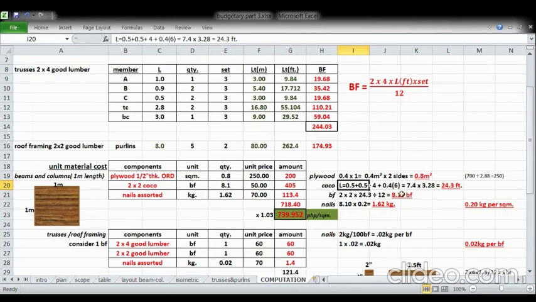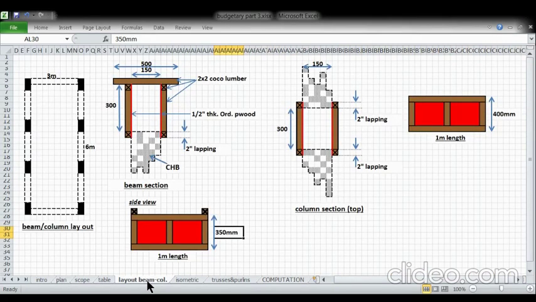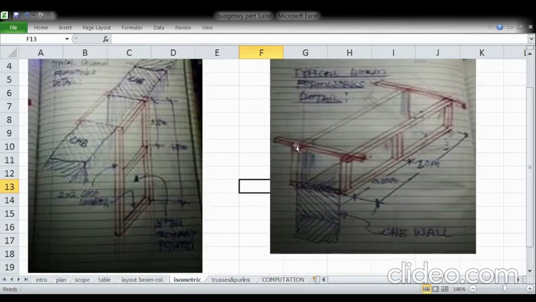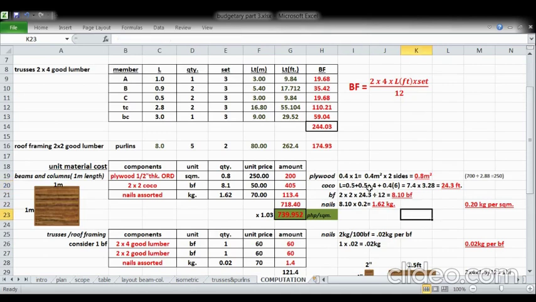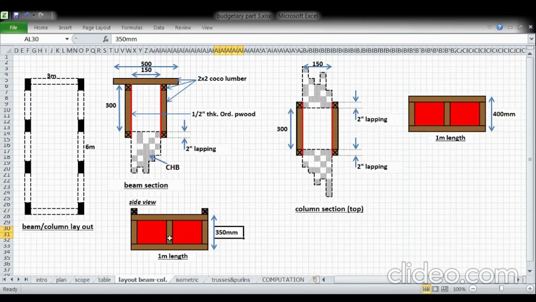By the way, how do I get this 0.5? Okay, let us go back to the layout. Here, this is 0.5. Here, 0.5, 0.5. I hope you understand this 0.5, 0.5. So 0.5 plus 0.5, plus 4. Where do I get 4? Here: 1 meter, 2 meters, and another 2 on the other side. That is 4.